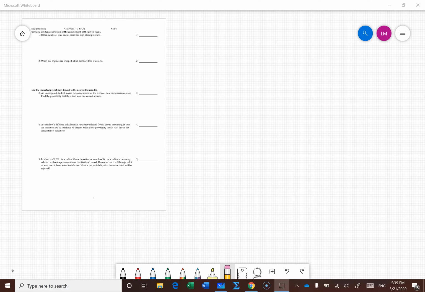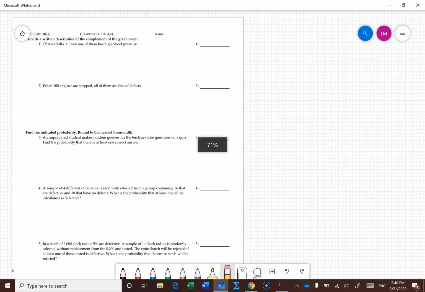So 4.3, I hope you open your textbook to 4.3. Think of complement as the opposite. Let me just make it a little bit larger here.